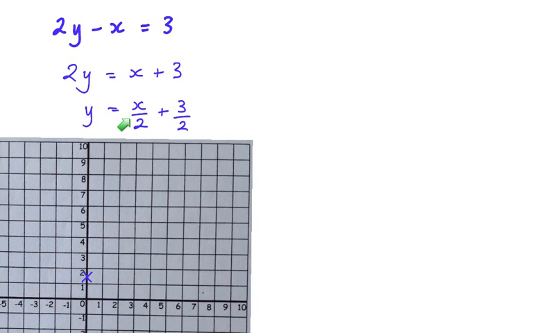Now x over 2 means half x. So thinking about it, every 1 unit I go to the right, I go half a square up. 1 unit to the right, half a square up. Let's plot those. And then connect those with a straight line. And there you have it. That is the graph of 2y minus x equals 3.